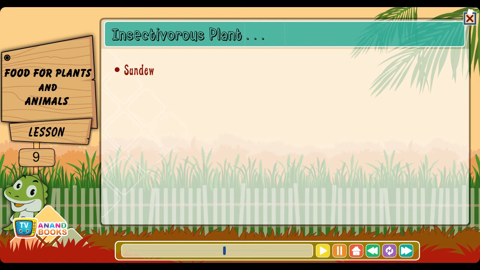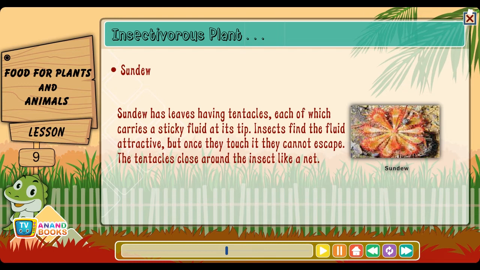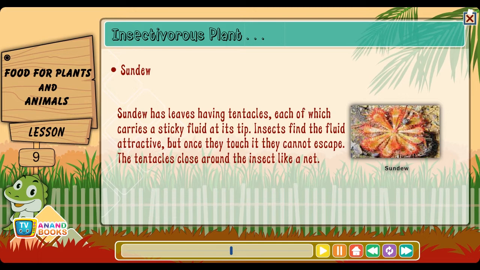Sundew. Sundew has leaves having tentacles, each of which carries a sticky fluid at its tip. Insects find the fluid attractive, but once they touch it, they cannot escape. The tentacles close around the insect like a net.